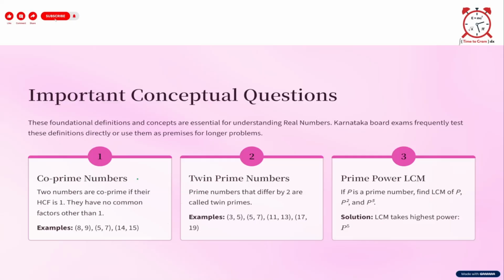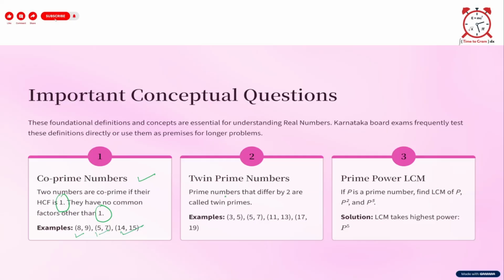So, co-prime numbers. You use this concept while you are going to prove that numbers like root 2 or 2 plus root 3 are irrational numbers. So what are co-prime numbers? Two numbers are co-prime if their HCF is 1. They have no common factors other than 1. You can see here, the HCF of 8 and 9 is 1. HCF of 5 and 7 is 1. HCF of 14 and 15 is 1.